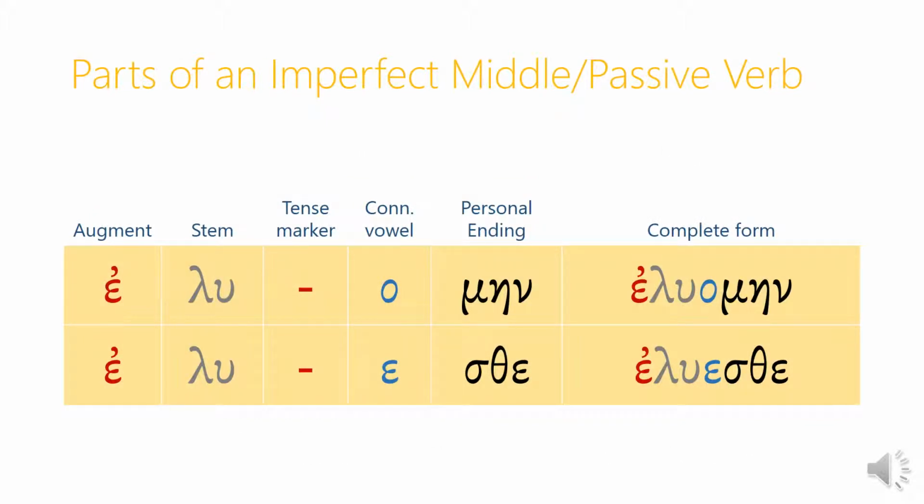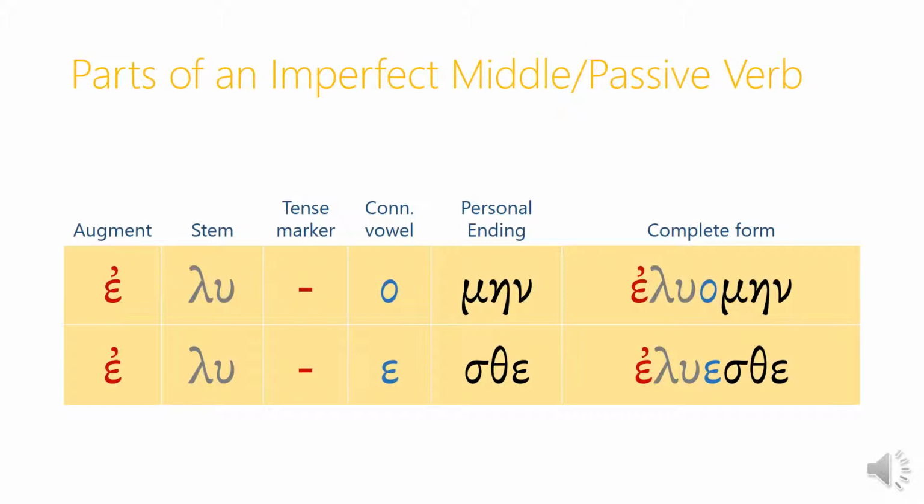Here are the parts of an imperfect middle passive verb, and as you can see, really the pattern for forming the imperfect in the middle passive is just the same as it was for the active. We have an augment because we're in the indicative mood and indicating past time. We use the present stem. There's no tense marker, and our regular omicron or epsilon connecting vowel.